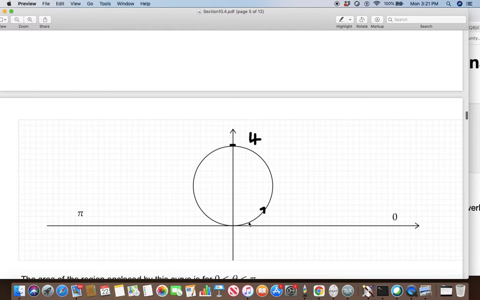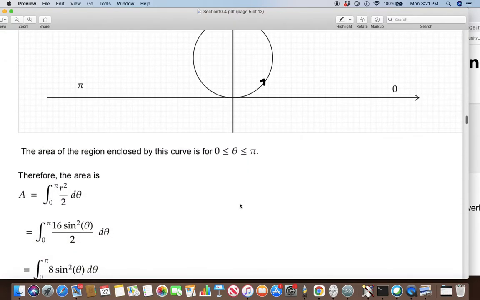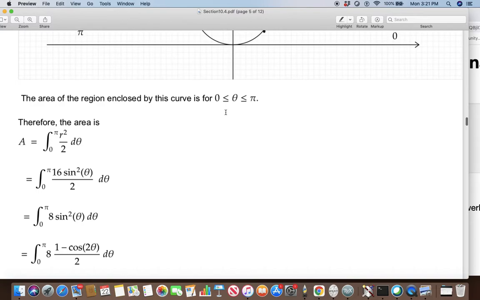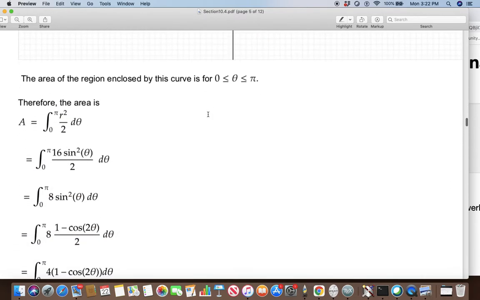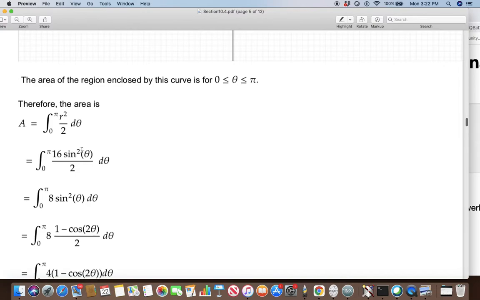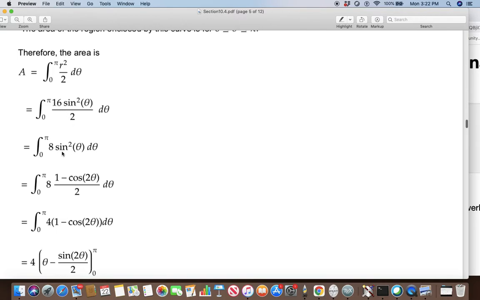So to find the area of this region, you don't need to go from 0 to 2 pi. You need to go from 0 to pi because that alone gives you the same curve. So the area of the enclosed region is given by the curve when theta is between 0 and pi. So what is the formula for area? Area is integral 0 to pi of r squared over 2 d theta. What was r? r was 4 sine theta. So r squared is 16 sine squared theta over 2 d theta. Reducing this gives you 8 sine squared theta.